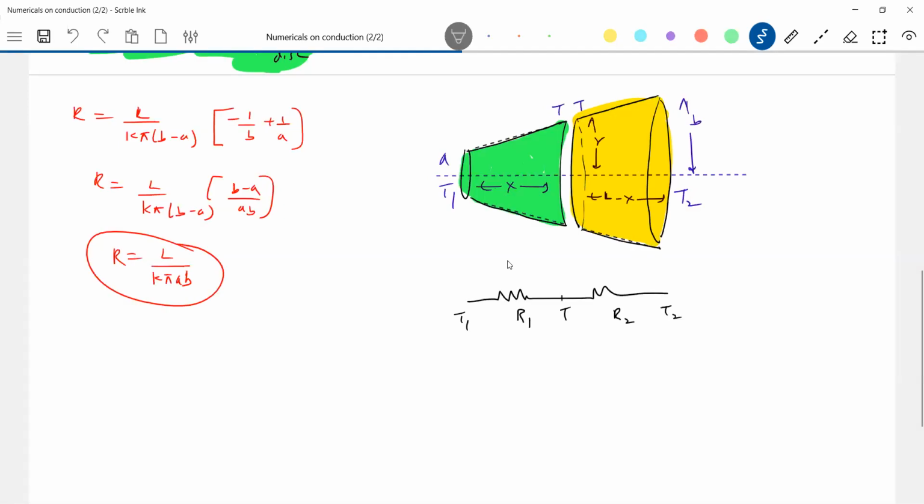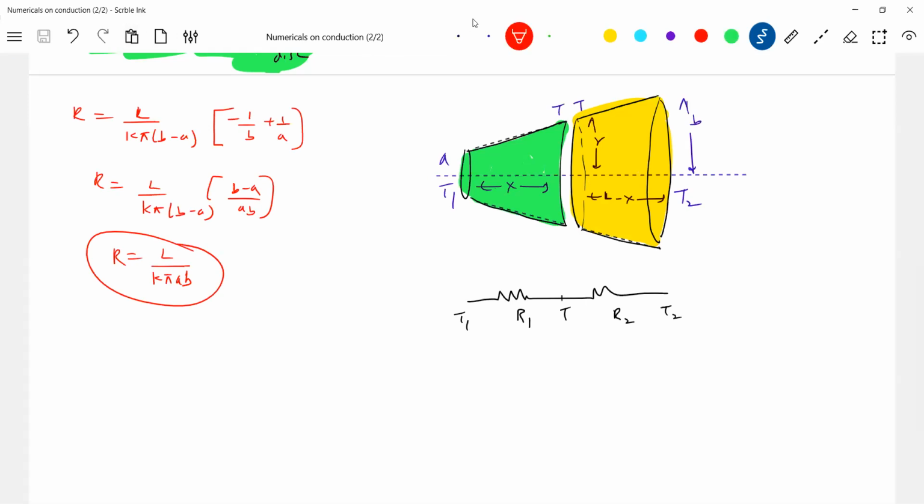The same heat current has to flow. What heat current is there? The same heat current will flow here. Why the same heat current? They are in series. So what is the expression for the temperature of the junction? Here H is equal to H. What is H equal to? Heat current is equal to temperature difference: (T1 minus T) by R1 equals (T minus T2) by R2. What are R1 and R2? We will substitute.